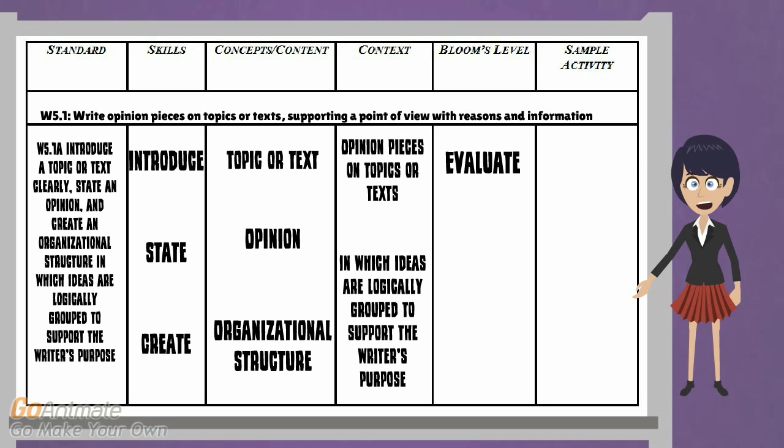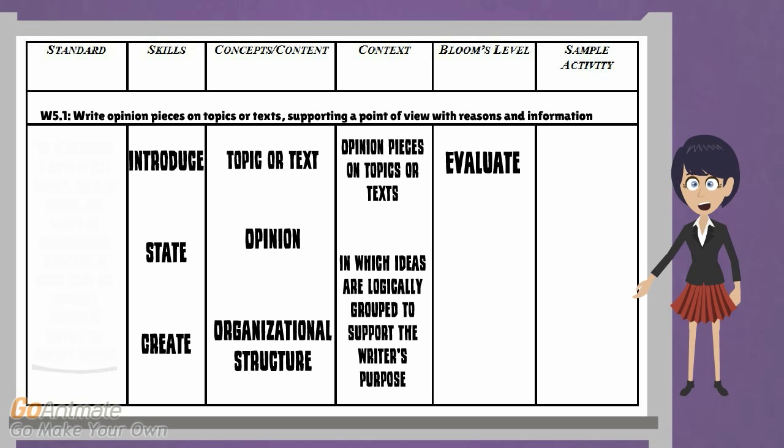I need to confirm the unpacking of my standard before I create an activity, so I can be sure the activity supports my students' learning. I am going to cover up the text of the standard to see if what I have included under skills, content and context, represent and describe the standard. I think the words I have chosen do that, so now I will check to see if I have used words that actually appear in the standard for the skills, content and context columns.